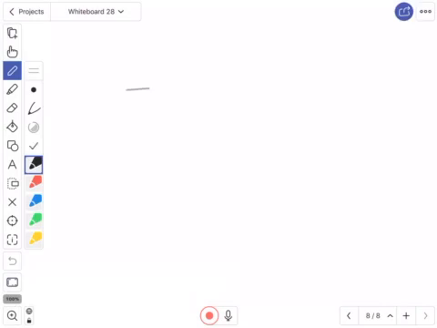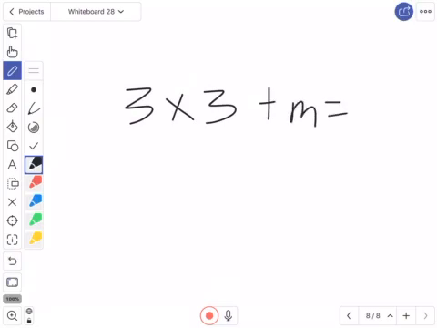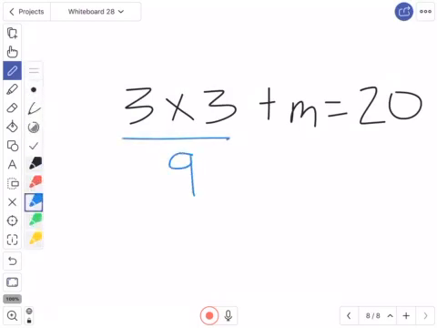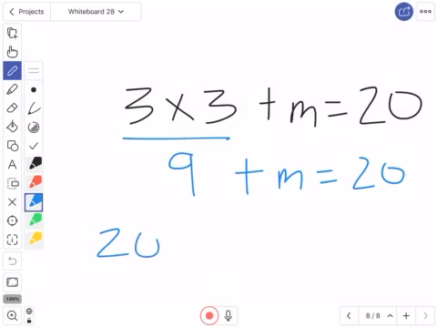So for example, let's say it's 3 times 3 plus m equals, say, 20. Well, I can't do the addition because I don't know what m is, but I can do my multiplication. So 3 times 3 is 9, and now it becomes 9 plus m equals 20. Now this is where I could use the opposite. I could do 20 minus 9 equals m. I know that 20 minus 9 is 11, so 11 equals m.